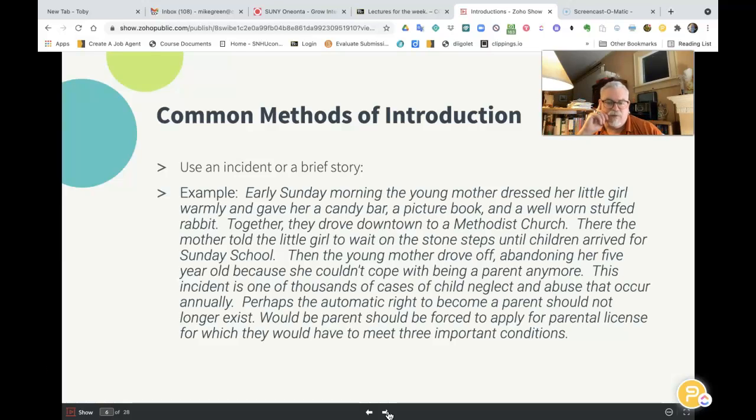But when you think about this, in my mind, this is a nice, easy way to ease you into this story about parental licenses, because you're thinking, this is almost like reading a piece of fiction. It's a nice sunny day. You can picture mom dressing up her little girl, putting her in the car, dropping her off at church. Yeah. And then what happens?